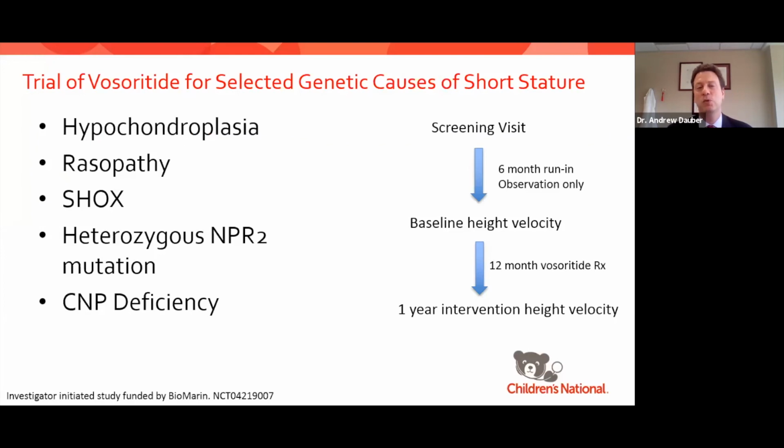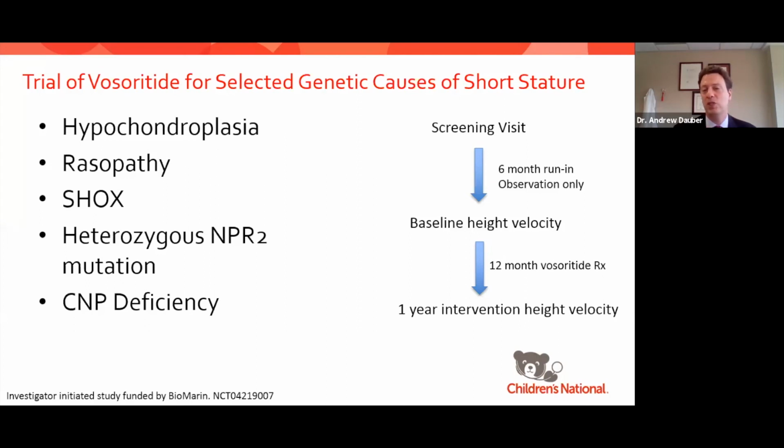And specifically, we're looking at 5 disorders for which it makes sense, based on the molecular signaling pathway, that Vosoritide or a CNP analog could be helpful. So we're recruiting now patients with hypochondroplasia, with any type of RASopathy, so that's Noonan syndrome, neurofibromatosis type 1, Costello syndrome, cardiofaciocutaneous syndrome, and some other rarer ones, also involving that pathway. Also individuals with SHOX deficiency, because that seems to also interact with the CNP NPR2 pathway.